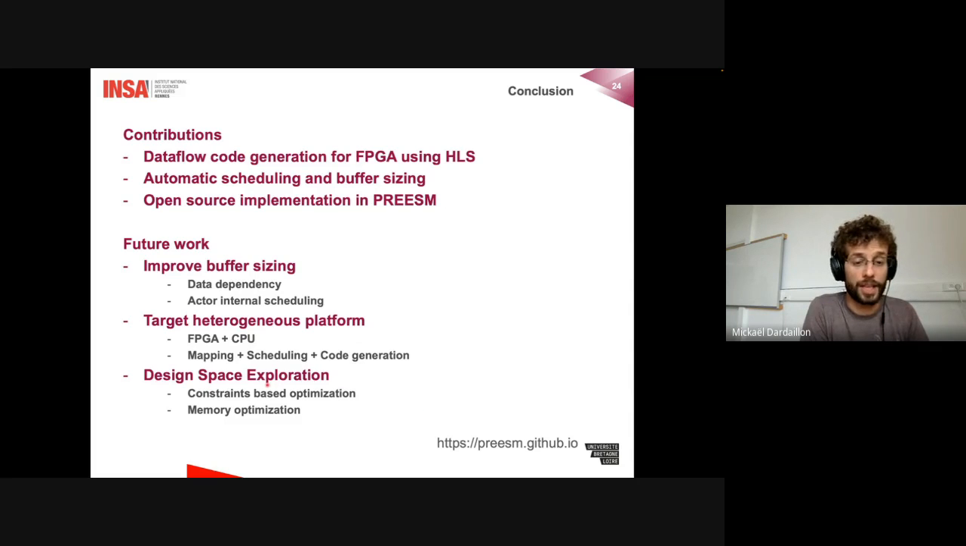And then we got design space exploration. So we could do constraint-based optimization to try to find the best implementation. Right now, we are only trying to reach the highest throughput, and there is a lot of memory optimization still to be done in terms of buffer sizing, but also in terms of which kind of memory we are using. Are we using local memory? Are we using external memory, etc., etc.?